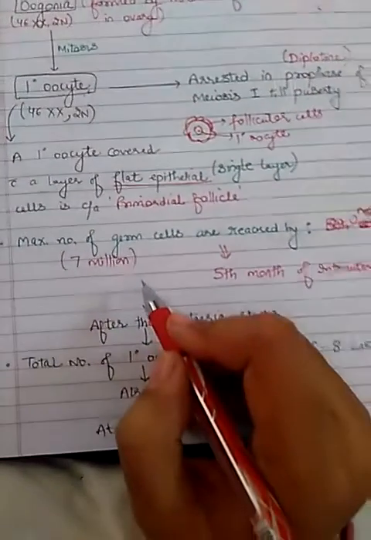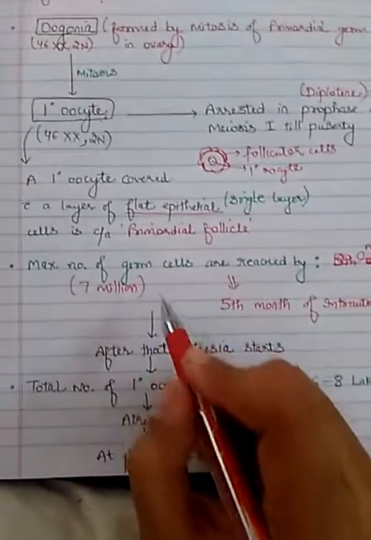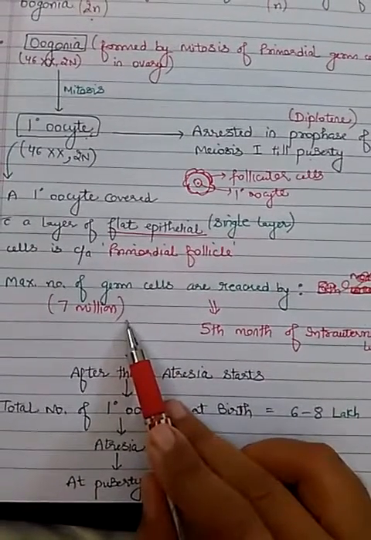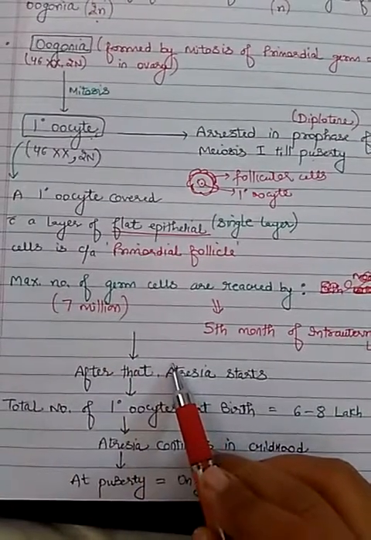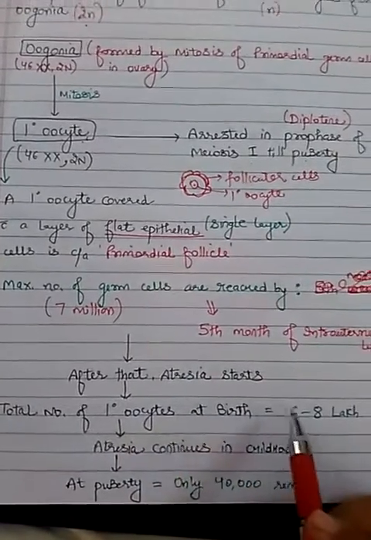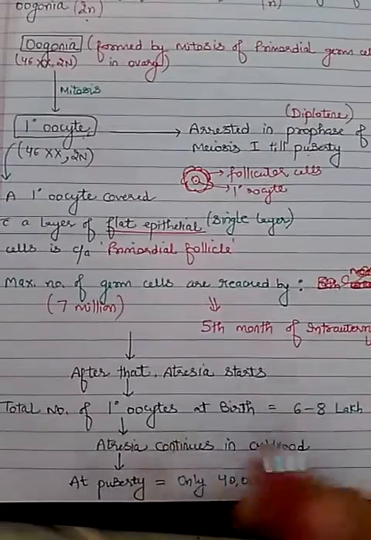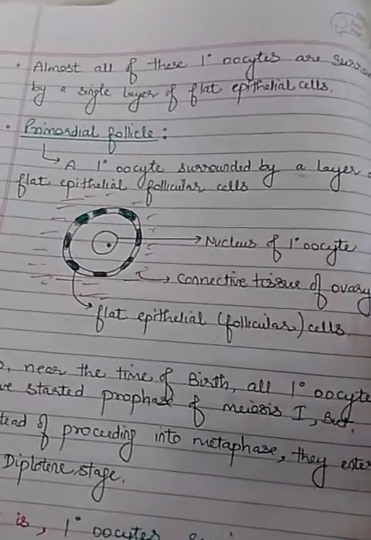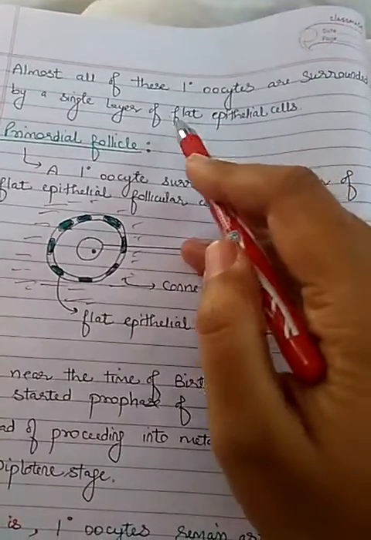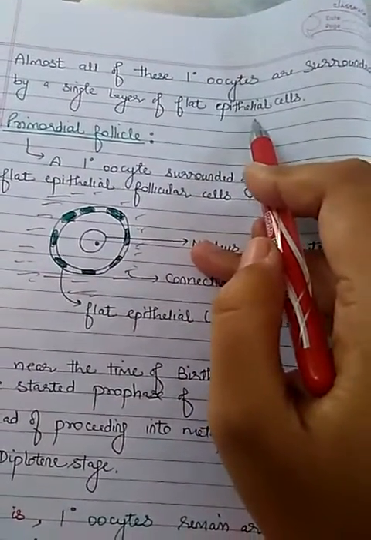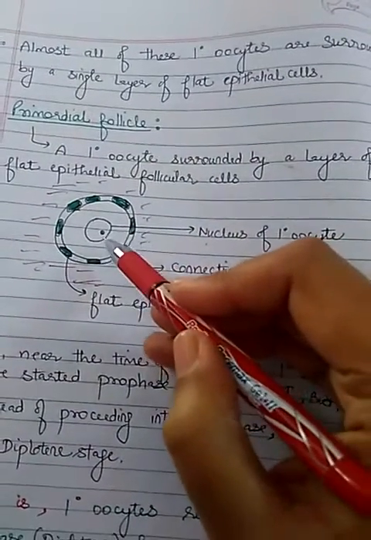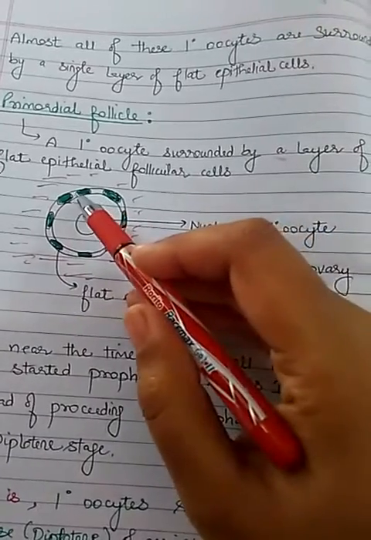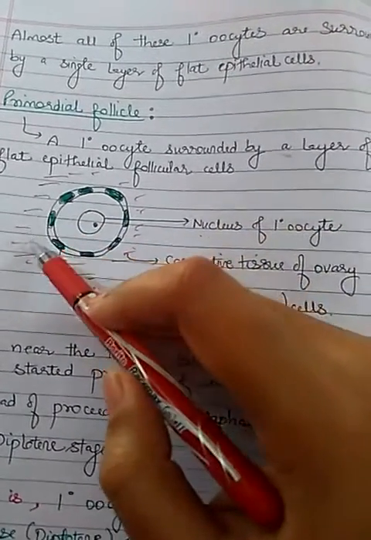Okay, so as I have already told, the maximum number of germ cells is reached by fifth month of intrauterine life, and they are 7 million in number. After that, most of the germ cells start atresia, they start degeneration, so that at birth only 6 to 8 lakh primary oocytes are there, and atresia continues in childhood till puberty. Only 40,000 germ cells remain. So I am repeating again that all the primary oocytes are surrounded by single layer of flat epithelial squamous cells, and this whole structure is called primordial follicle. Here you can see this is the primary oocyte, this is its nucleus, this is the layer of follicular cells, that is single layer of flat epithelial cells, and this is the surrounding ovarian connective tissue.